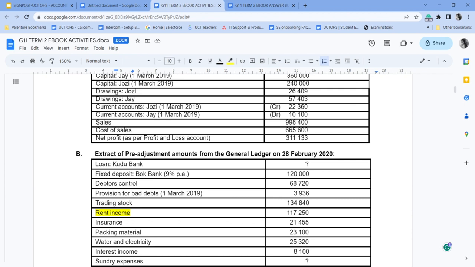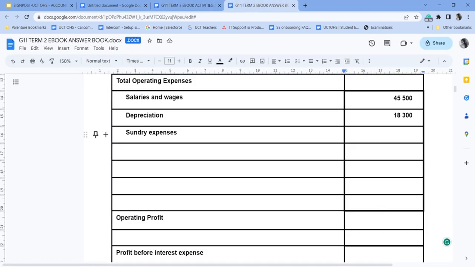So this means it's a loss. We are counting less than what our books are saying. So this is a trading stock deficit. If it was vice versa, then it would be a surplus. Okay, so let's see.